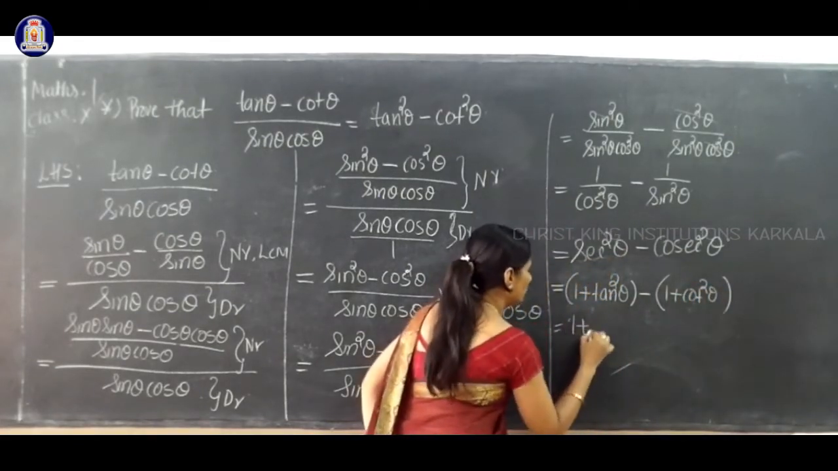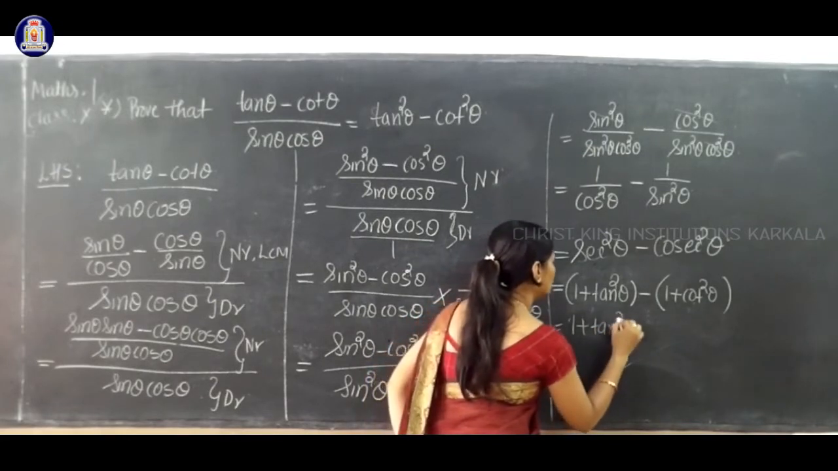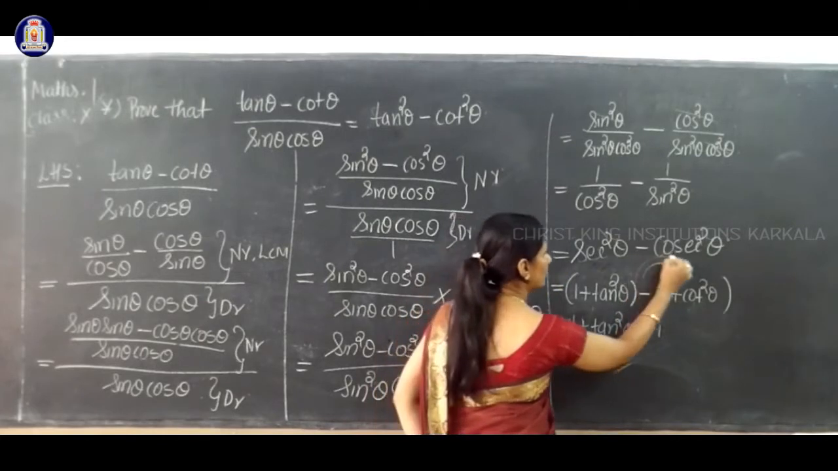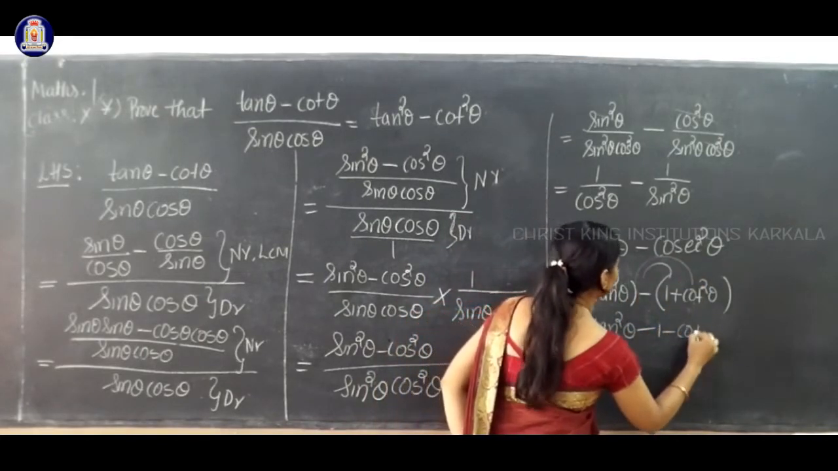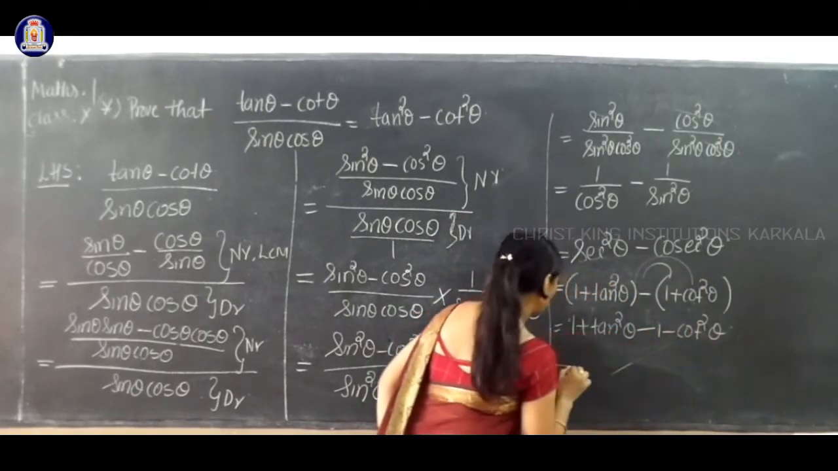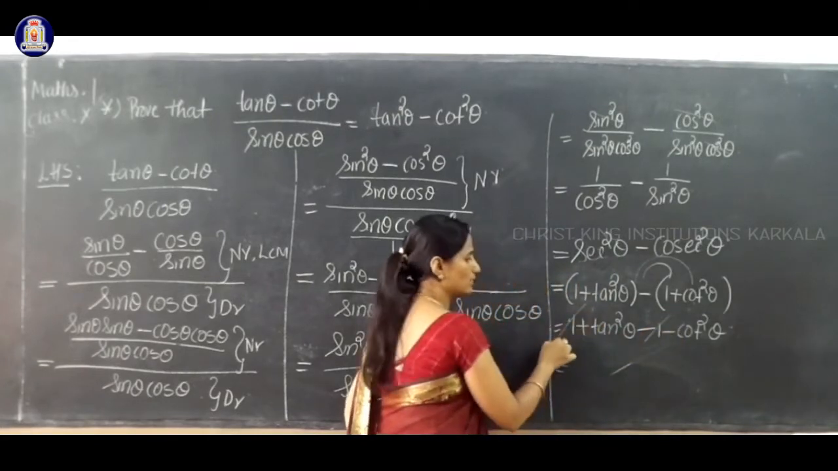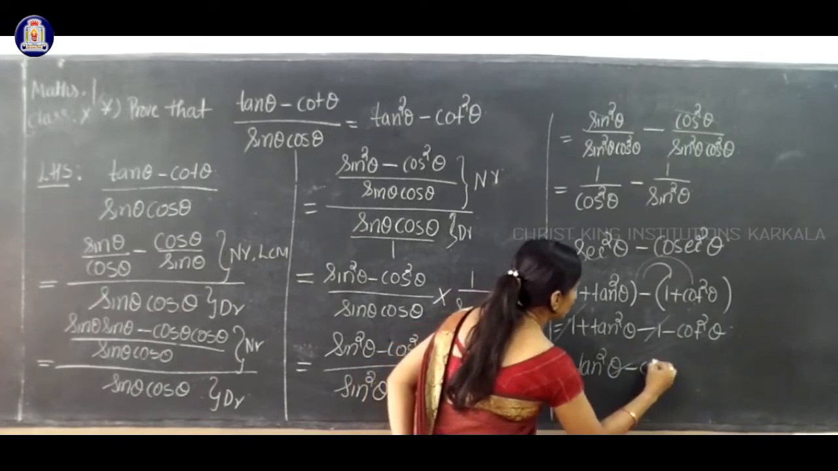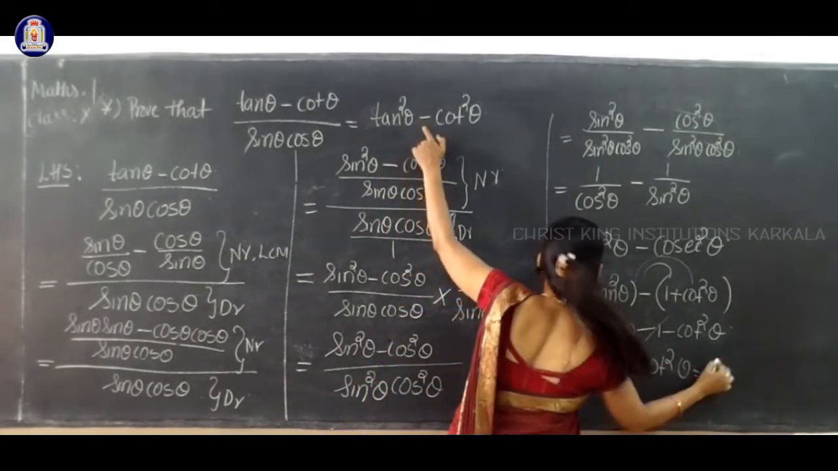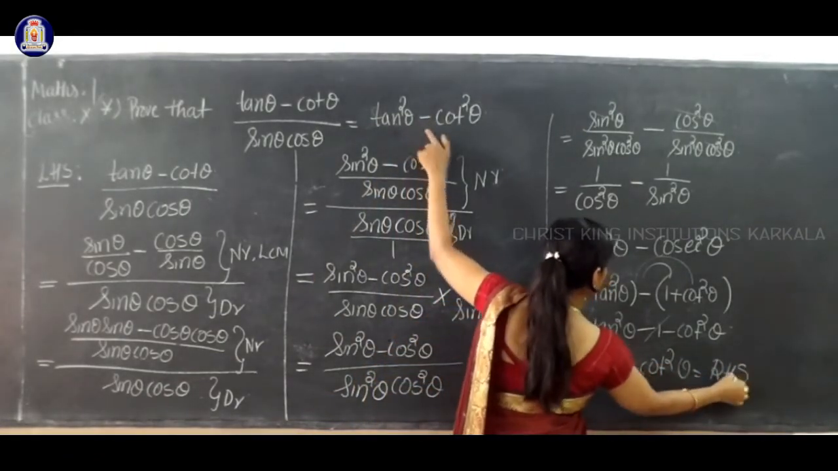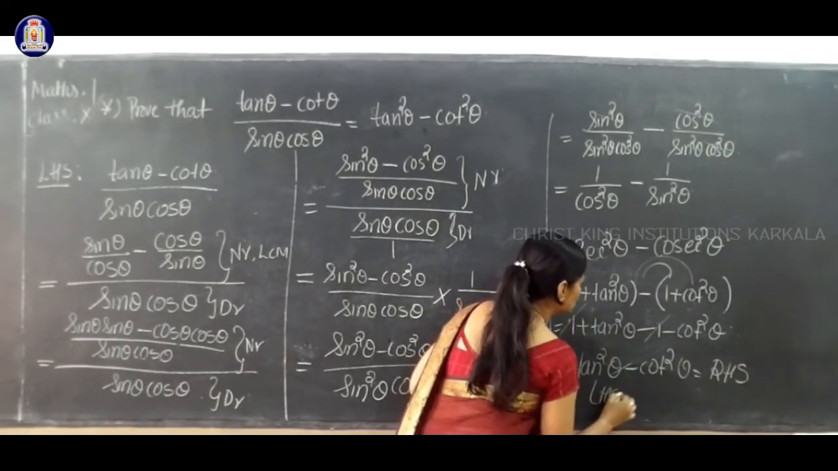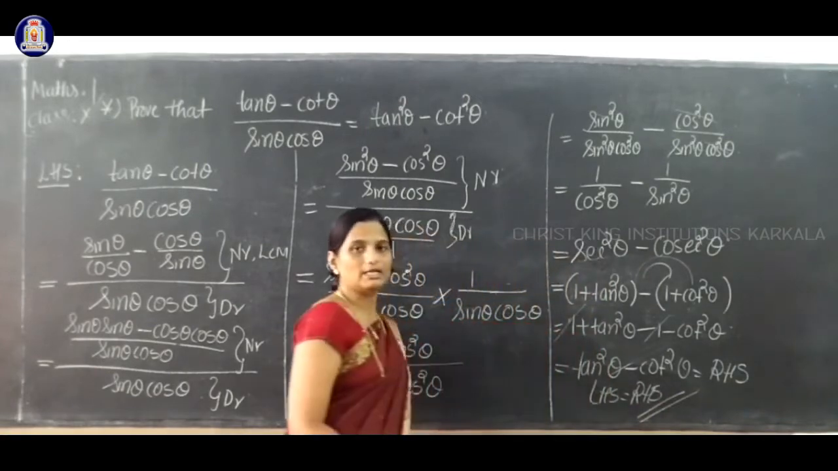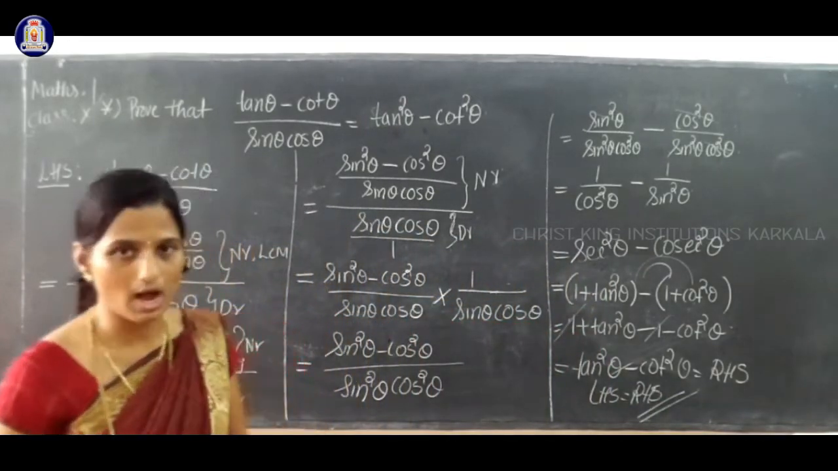So now 1 plus tan square theta, now multiply minus 1 minus into cot square is minus cot square theta. So which is equal to minus 1 plus 1 cancels. So answer is tan square theta minus cot square theta, which is equal to RHS side. So therefore LHS side is equal to RHS side.